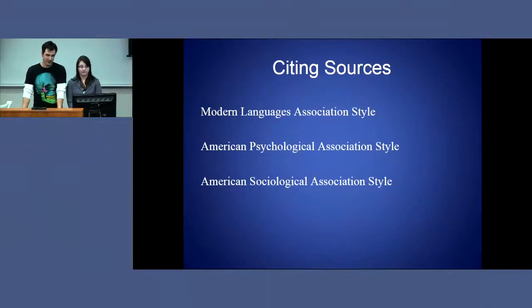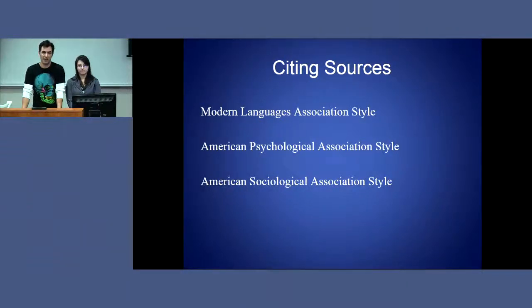Citing sources. There are many different formats to cite your sources. Commonly we see the MLA form, Modern Language Association. This is generally used in your art courses, your English courses. We have the American Psychological Association, APA, which you're going to see more in your sciences. American Sociological Association is for sociology, of course, though there are more. Chicago style for your history courses.